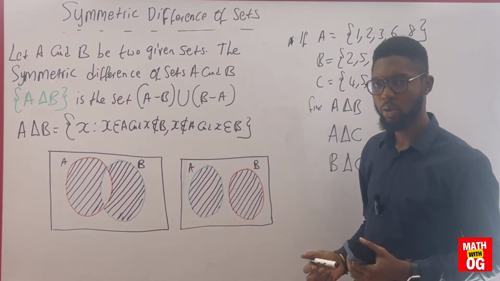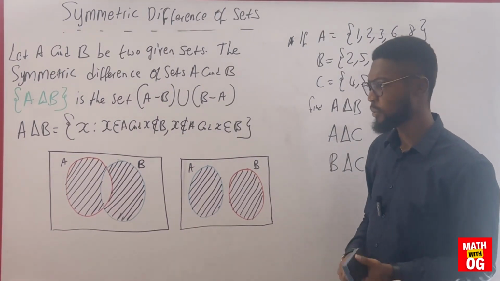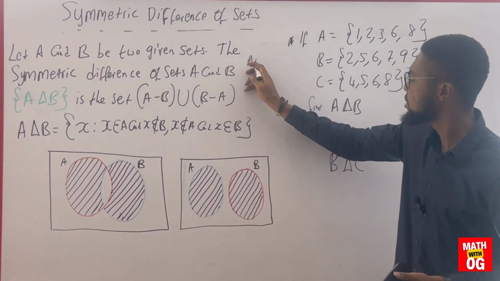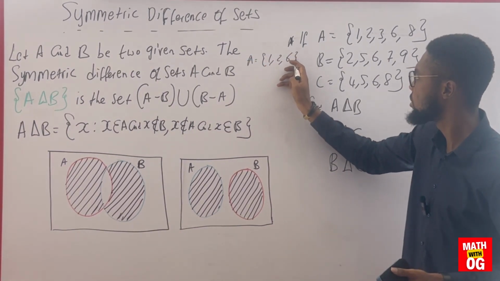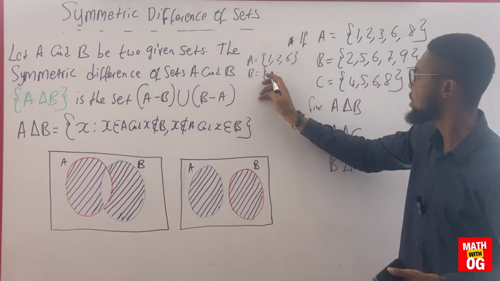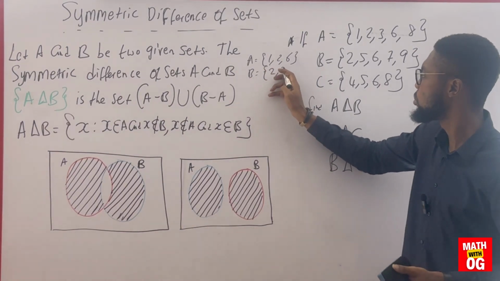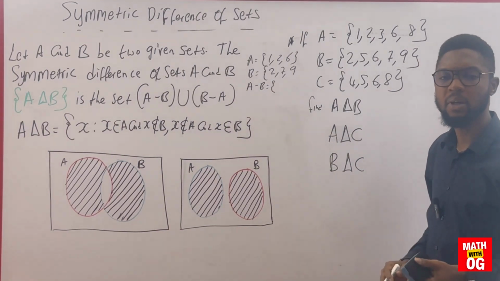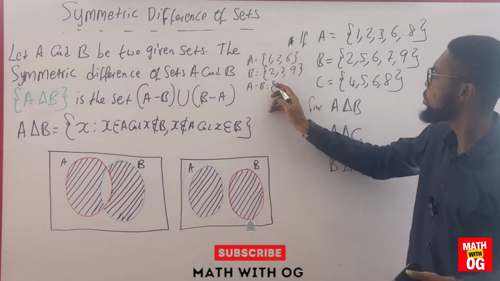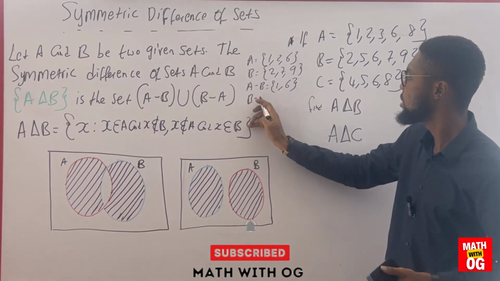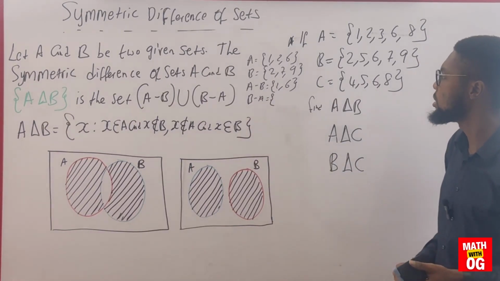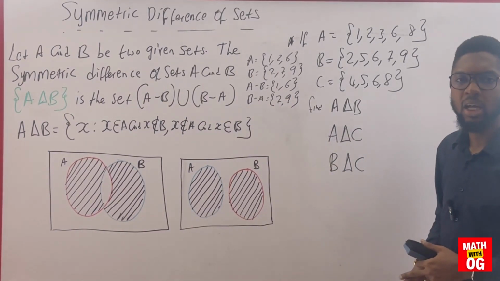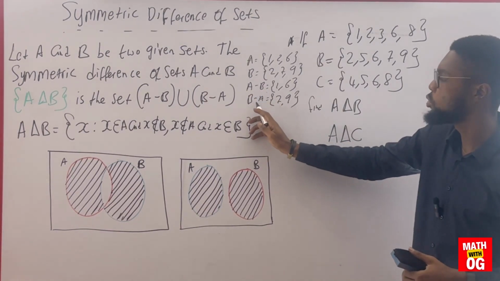I believe in our last video, we talked about A difference B and B difference A. So let's use an example to explain that. Given a set A = {1, 2, 6} and a set B = {2, 7, 9}, A difference B is the elements you can find in A that are not in B. That is simply 1 and 6. B difference A are the elements you can find in B that are not in A, and that is 7 and 9. The symmetric difference of A and B is simply A minus B union B minus A.